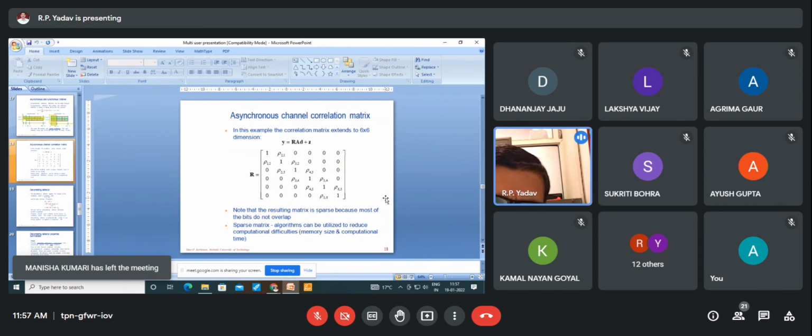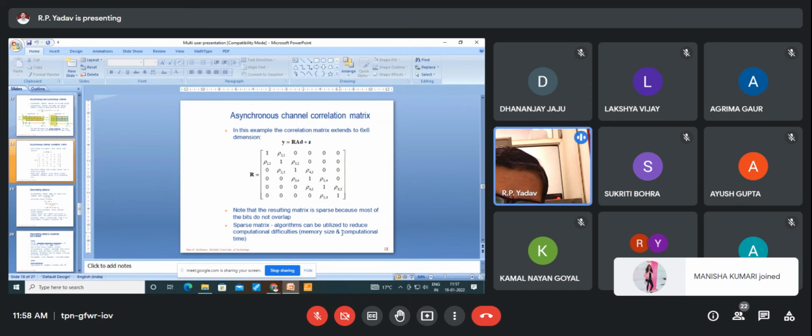If you look at the asynchronous correlation matrix, depending on the example, it extends to 6 by 6 dimensions. Maybe rather than 3 users, it may be 6. Then R will look like that. The resulting matrix is sparse because most of the bits do not overlap, and sparse matrix algorithms can be utilized to reduce computational difficulty.